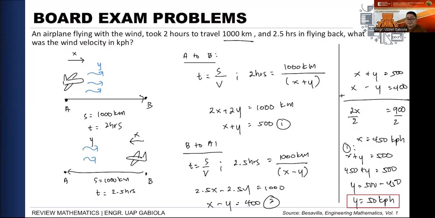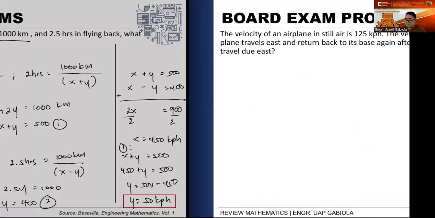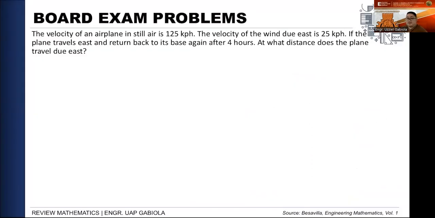Okay, next. The velocity of an airplane in still air is 125 kilometers per hour. The velocity of the wind due east is 25 kilometers per hour. If the plane travels east and returns back to its base again after 4 hours, at what distance does the plane travel due east?